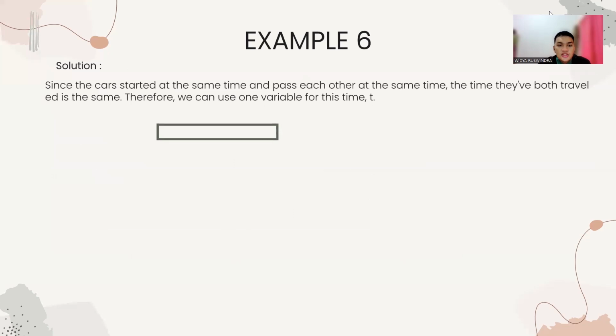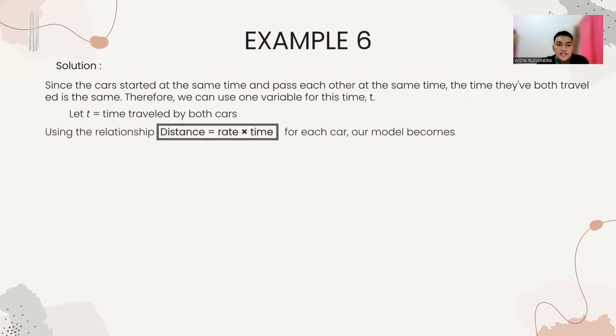Since the cars start at the same time and pass each other at the same time, the time they have both traveled is the same. Therefore, we can use one variable for this time, t. Let's say t equals the time traveled by both cars. The relationship is distance equals rate times time for each car. Our model becomes: the distance is 150 equals 60t plus 50t.